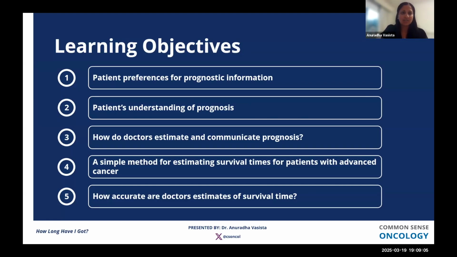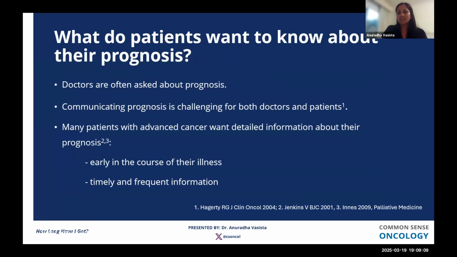So starting off, a little bit about what's in the evidence and in the literature about what patients want to know about their prognosis. As doctors, we get asked about this daily, and we know that it's a really challenging conversation, challenging for both doctors and patients. But we do know from the literature, and there is a caveat that this is mostly from the Western world, that many patients with advanced cancer want detailed information about their prognosis. They want it early in the course of their illness, they want it frequently, and they need it to be timely in keeping with treatment decision-making.